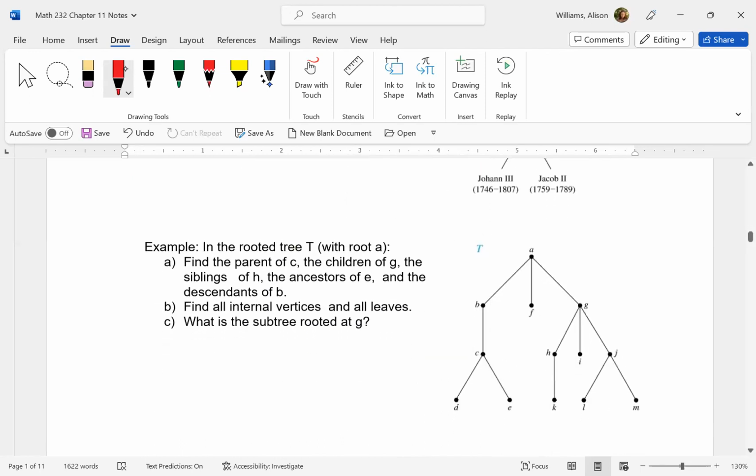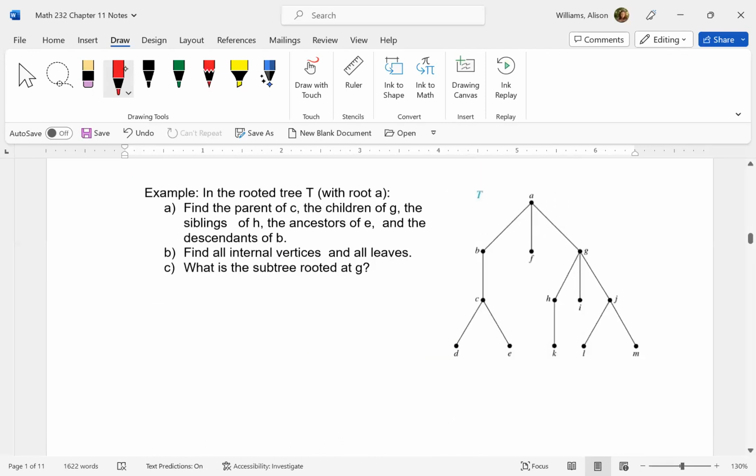All right, here, let's dig into all this terminology and make sure we understand it. So find the parent of C, the children of G, the siblings of H, the ancestors of E, and the descendants of B. Okay, so let's do that here. I'm going to give myself a little space. So let's start with the parent of C. So C is right here. Its parent then would be B. Parent of C is B.